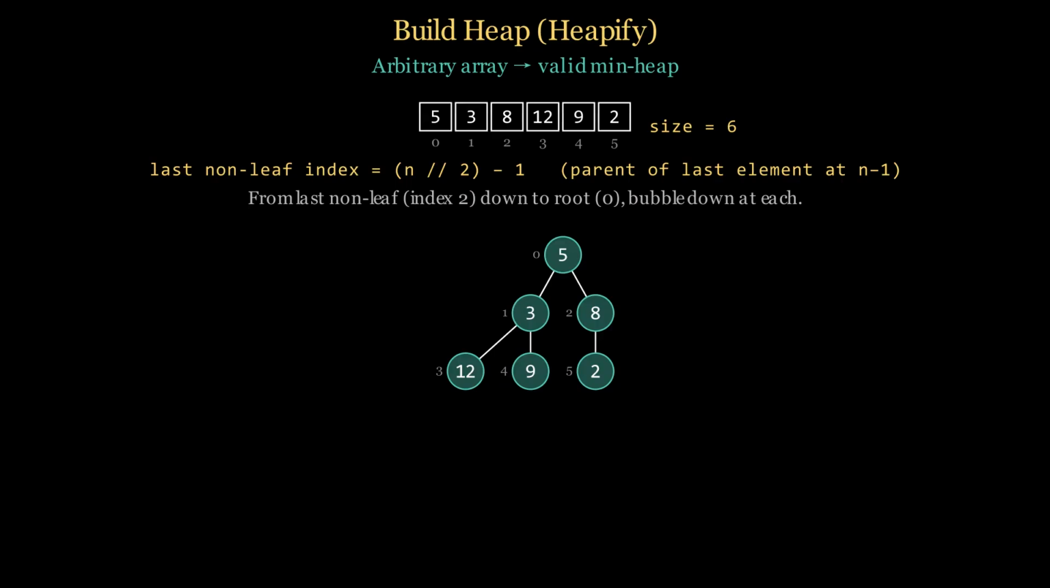We start at the last non-leaf and bubble down at each node. Parent 8 is greater than child 2, so we swap, bubble down with the smaller child.